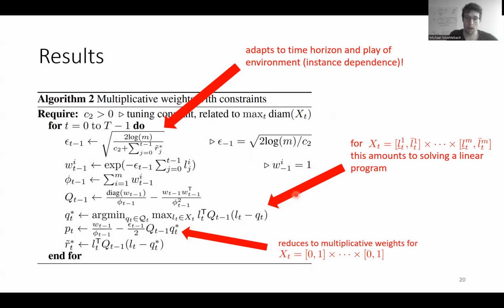There are a couple of important things to notice. If XT is just given by a collection of intervals, which is an important special case, then this min-max problem essentially reduces to a linear program. So you can compute this QT star relatively easily, and then use that to determine the probability distribution PT. And moreover, if XT, the set that constrains the losses, reduces to the unit intervals, then this QT star will be 0 and you obtain multiplicative weights. So everything reduces to multiplicative weights if you have unit intervals.